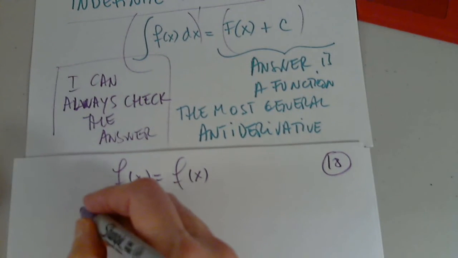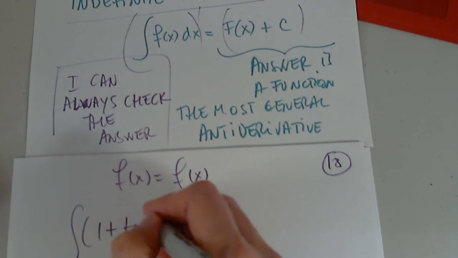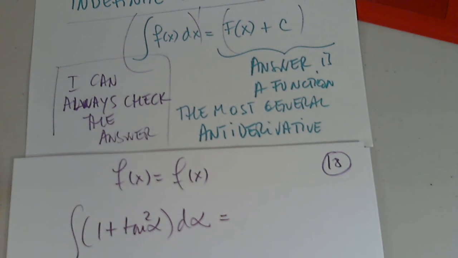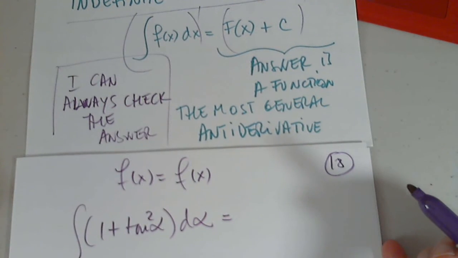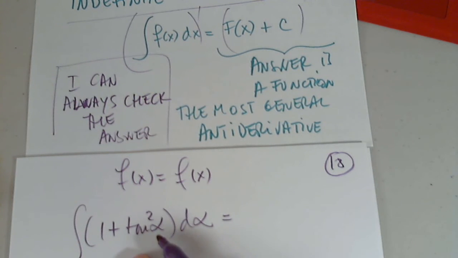Yes, here's one. The integral of 1 plus tangent squared alpha d alpha. So I'm asking myself, can I determine an antiderivative? Not really, because I can determine the antiderivative of 1, which is alpha. But what do I do with this? I don't know any function whose derivative is tangent squared.